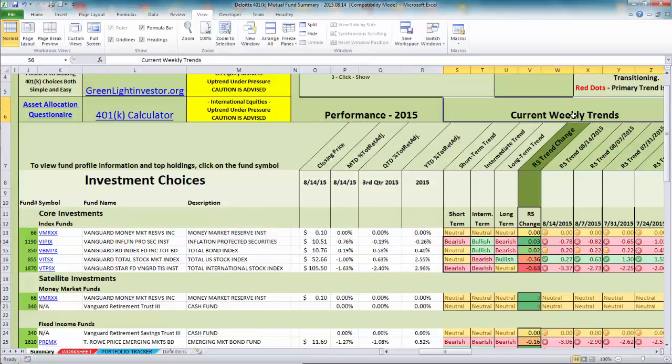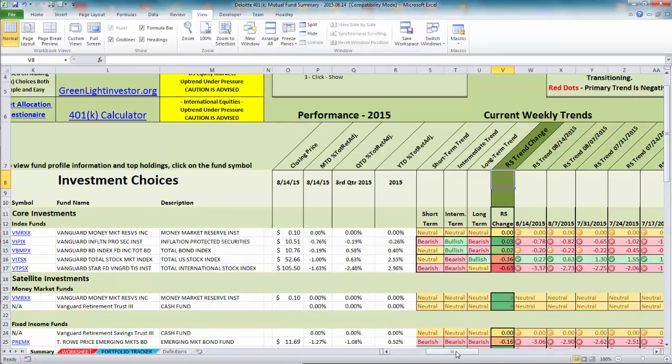Finally, we'll get to what I think is the most important part of this worksheet, and that's the current weekly trends. This is centered around columns U, V, and W. Column U has the long-term trend, which I think is one of the most important columns in this worksheet. It'll tell you whether the fund is long-term bearish, bullish, or neutral. Generally, we're trying to stay in the bullish and the neutral funds. Once you get bearish funds, it's generally time to move to either a money market or find another fund that is acting well.